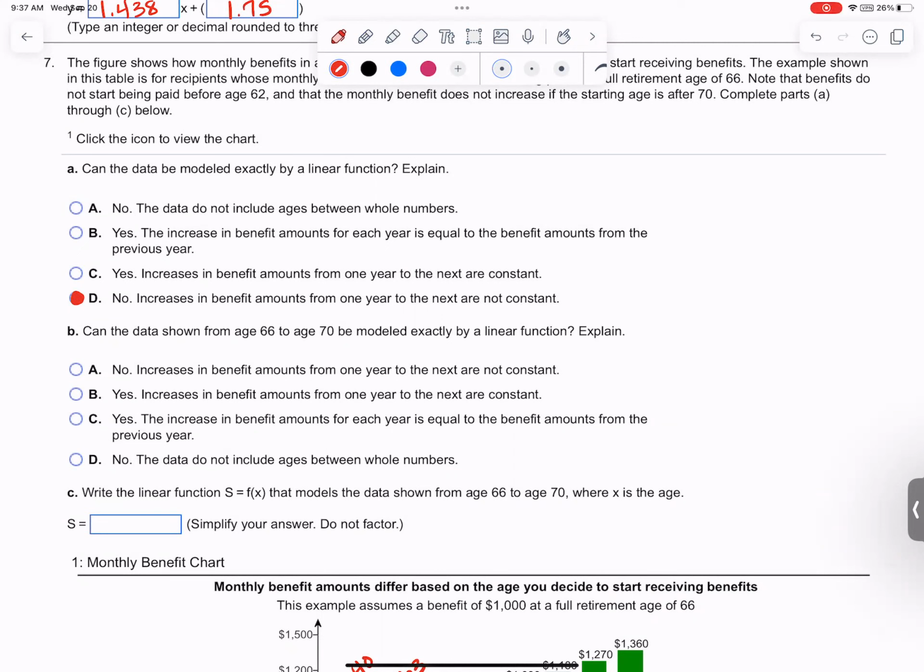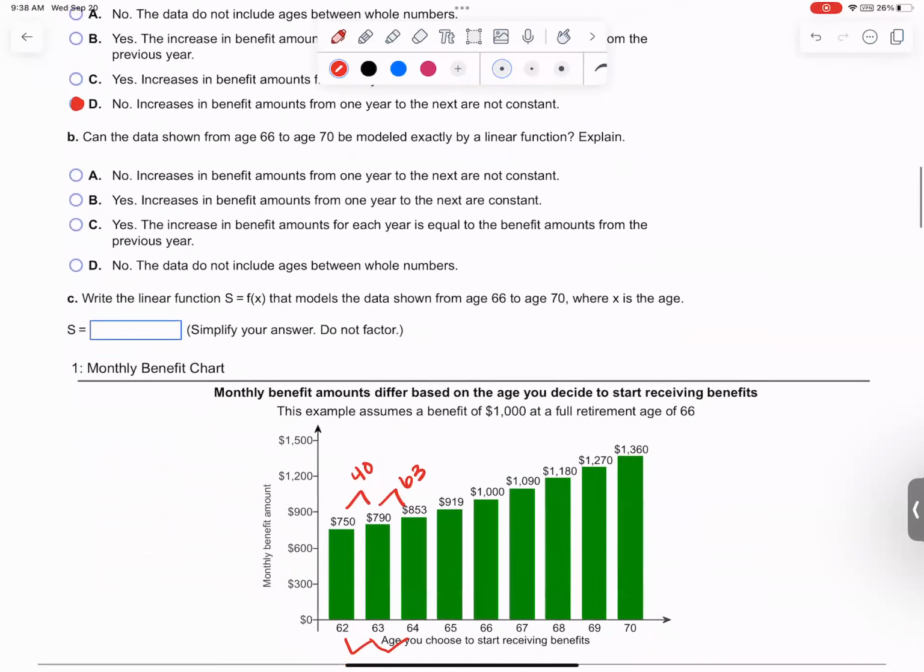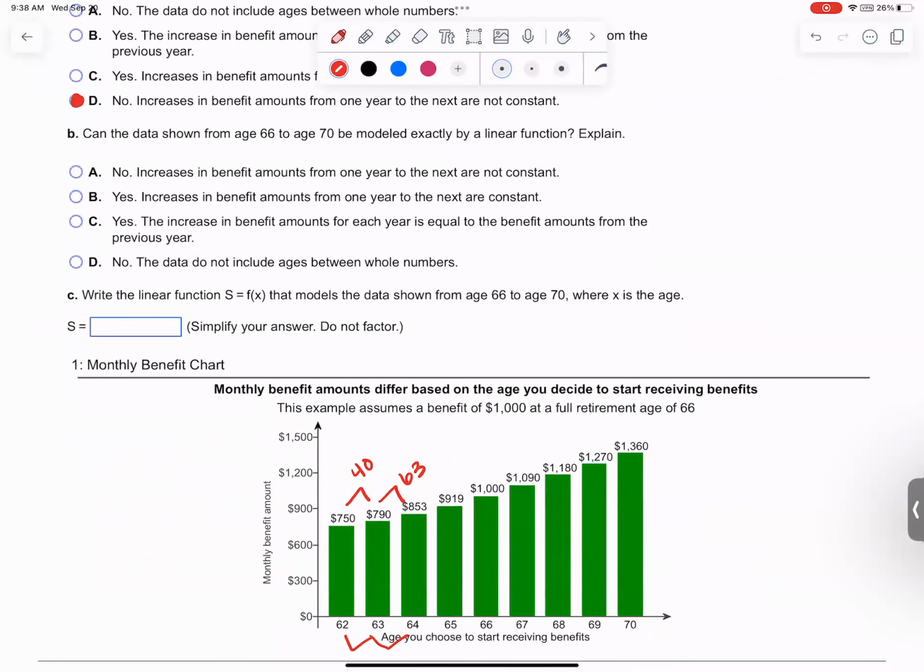Can we model it by a linear function? Sure. By putting the data in our calculator, we can do that, or we're going to do it by hand. B, can the data shown from 66 to 70 be modeled exactly by a linear function?